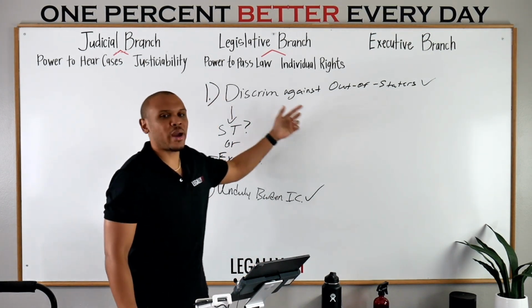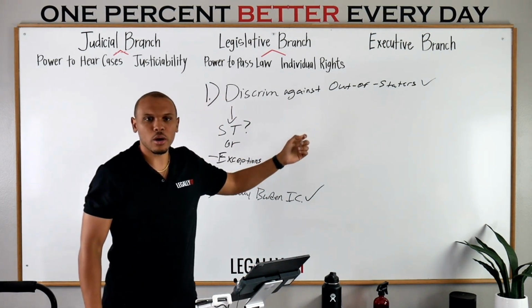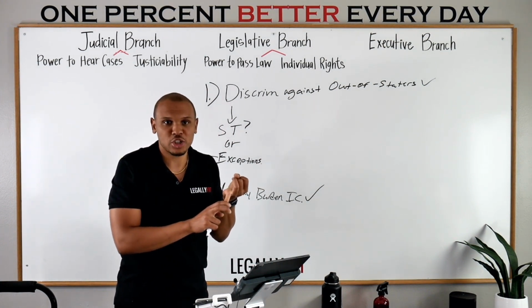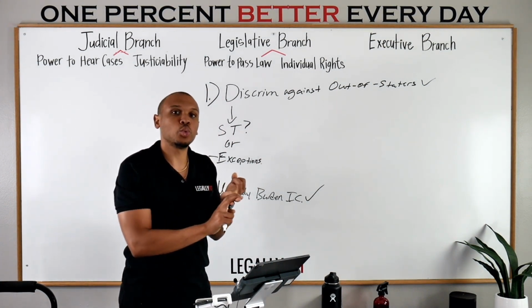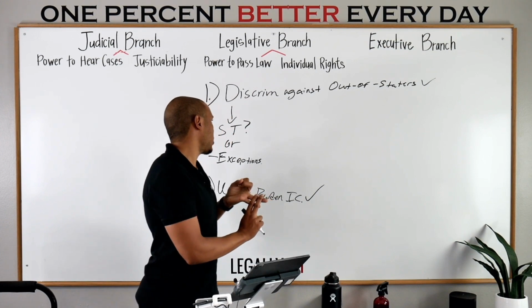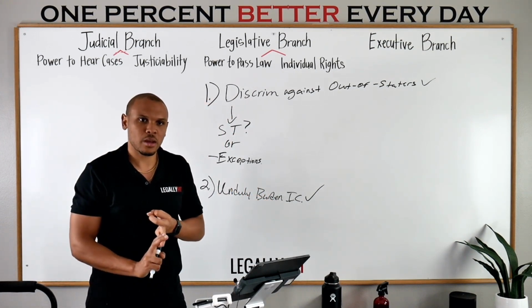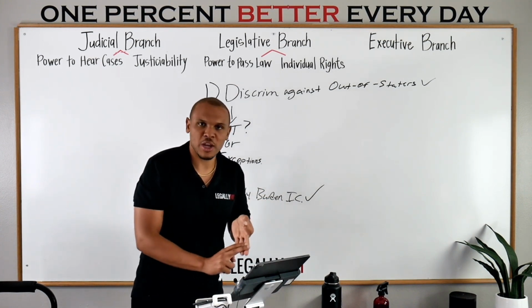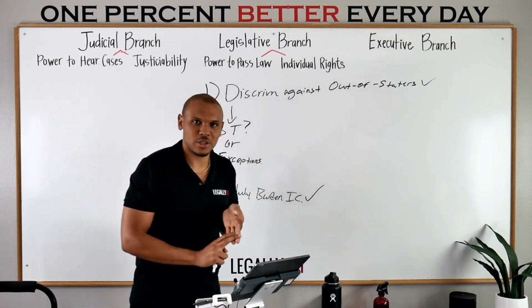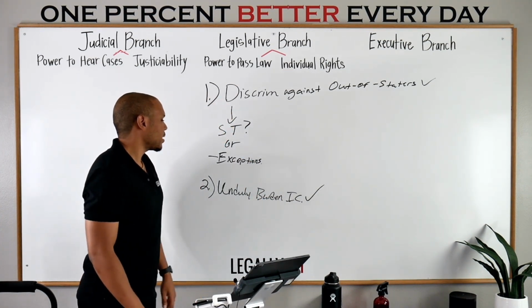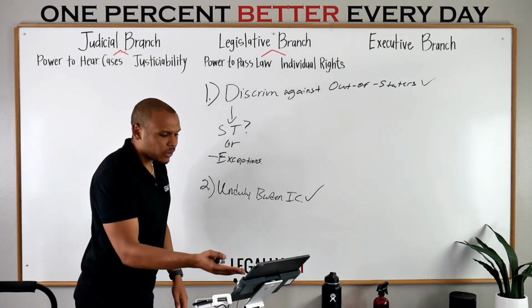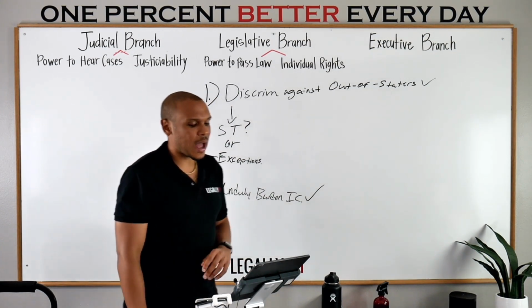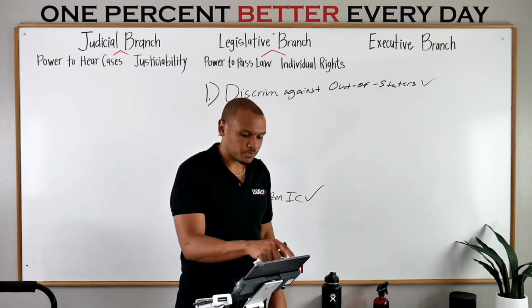There are 3 ways to satisfy this first prong. 1, there was no discrimination at all. 2, there was discrimination against out-of-staters, but the scrutiny test is met. And then 3, the first prong is satisfied if there is discrimination against out-of-staters, but the exceptions are met. All right. And then we have the list of the exceptions. Let's see these in action. Let's go through our hypos.